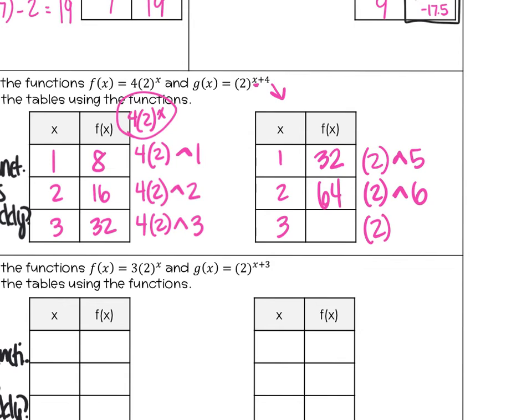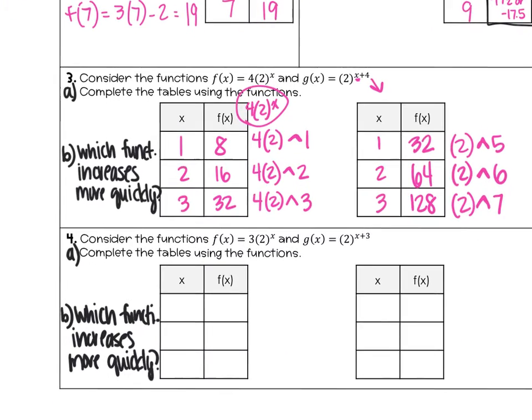And lastly, if I plug in 3, that's going to be 2 to the 7th power. So on my calculator, it looks like that. This is the same thing, it's just not typed the same in the calculator. So I'm trying to show how it looks on the calculator. And let's see what that gives us. It gives us 128. Okay, so let's go back to this question B.